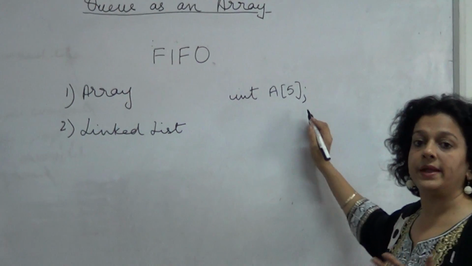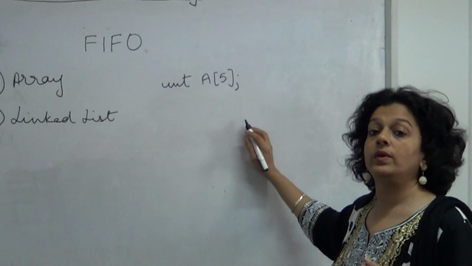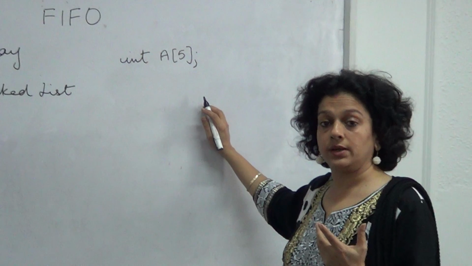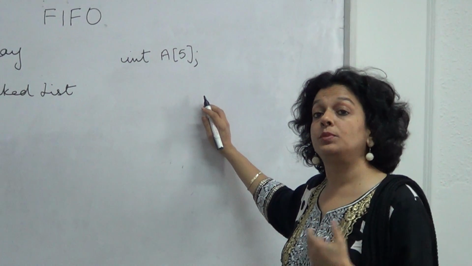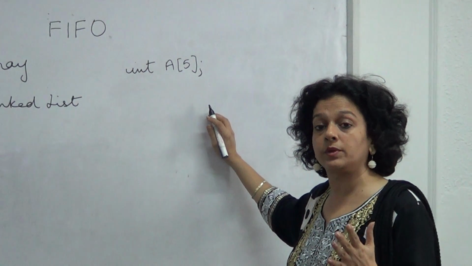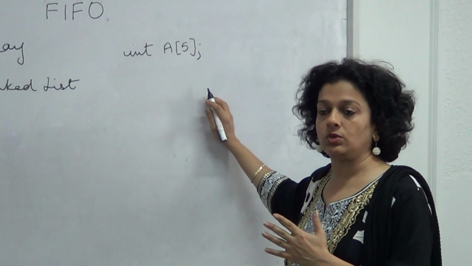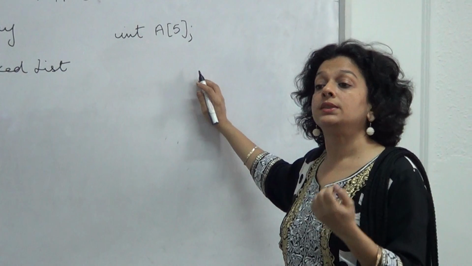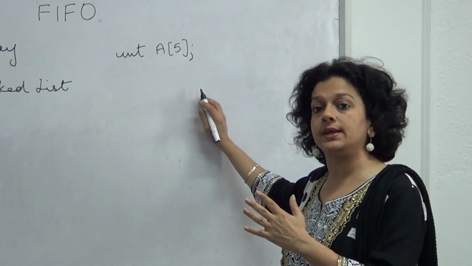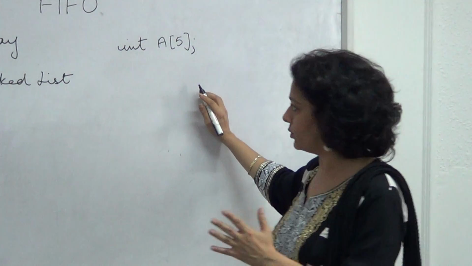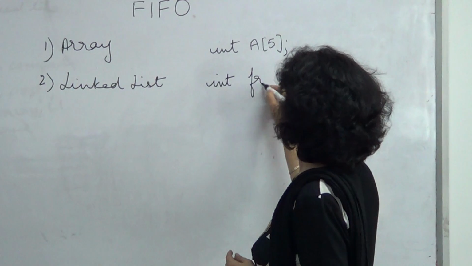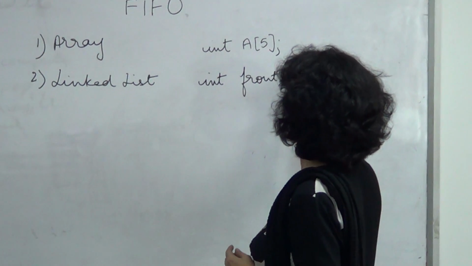To further implement the working of the queue, we need two variables. We can call them front and rear, to keep track of the beginning of the queue and the end of the queue. The front will store the index number of the beginning of the queue, and rear will store the index number of the last element of the queue. So let us declare two variables, int front, rear.